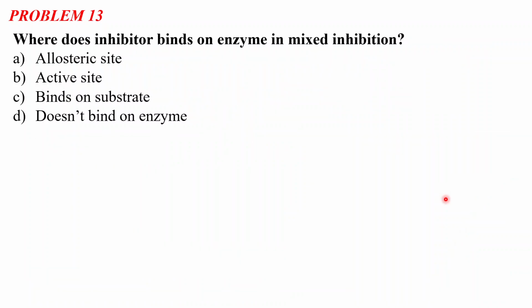Problem number 13 says, where does the inhibitor bind on the enzyme in mixed inhibition? Number A, allosteric site. Number B, active site. Number C, it binds on the substrate. Number D, it does not bind on the enzyme. Where does the inhibitor bind on the enzyme in case of mixed inhibition? Which one of the following will be the correct answer?